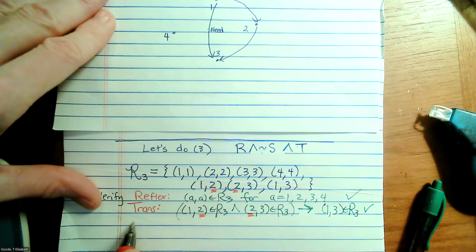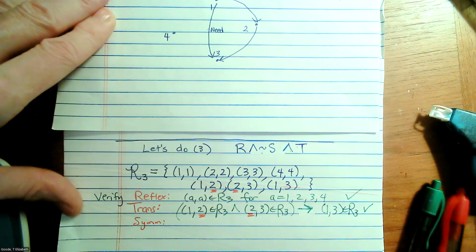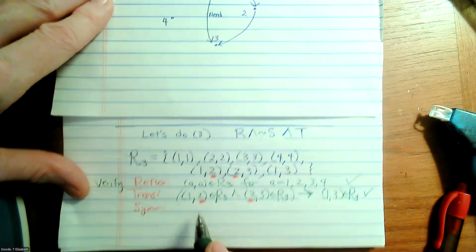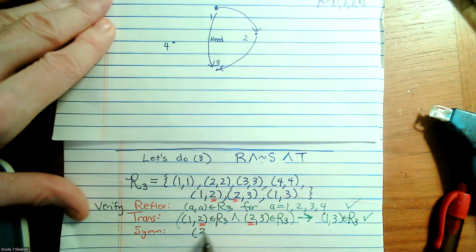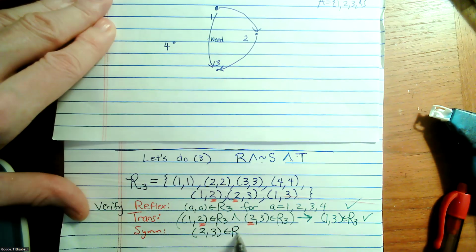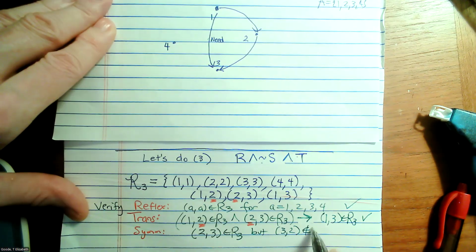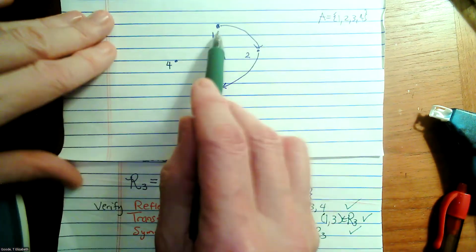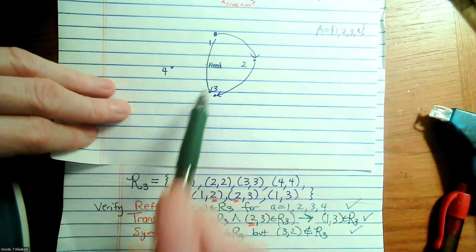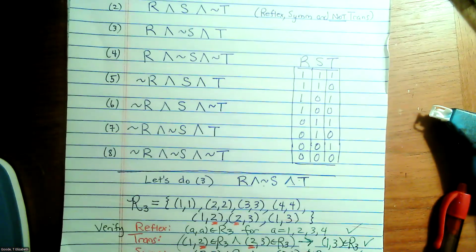And is it symmetric? No. And that was because we have (2,3), but we don't have (3,2). (2,3) is an element of R3, but (3,2) is not an element of R3. Same thing with (1,2). You could pick and play how you want to do it. You could do (3,1) or (1,2) or (1,3). So that was just one of them.